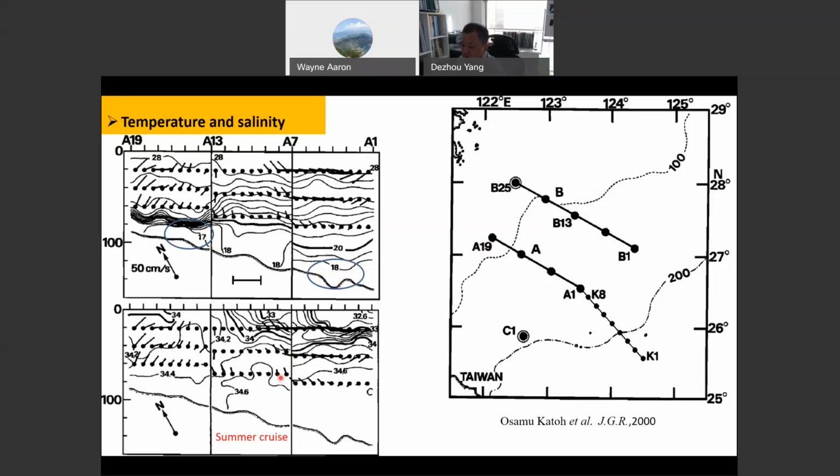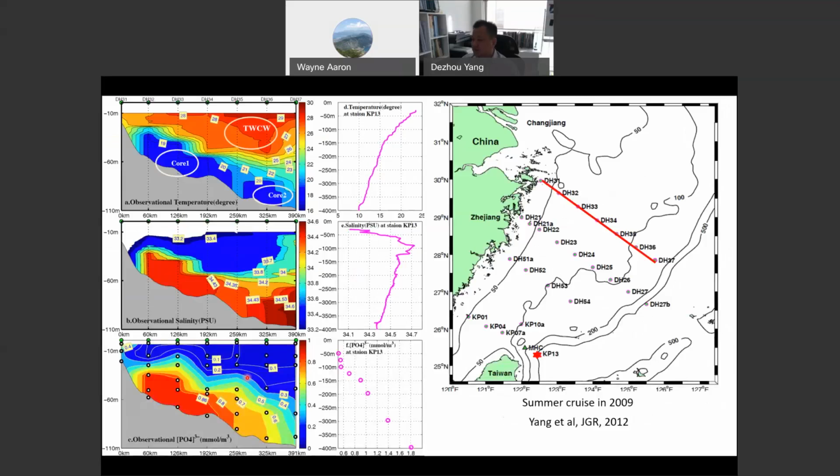In the bottom water, you also find the salinity is high. This phenomenon has been observed in another cruise. For example, in a cruise in 2009 you can find the bottom water has a cold core. The core at the nearshore station is 1 degree colder than that at the offshore station. The salinity also shows a high salinity core. The phosphate is also high in the bottom water.